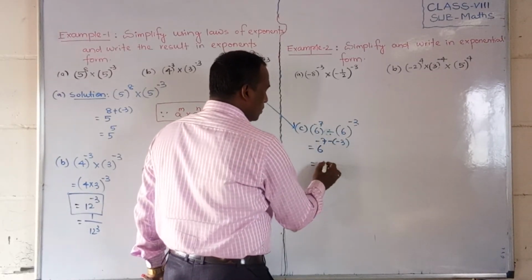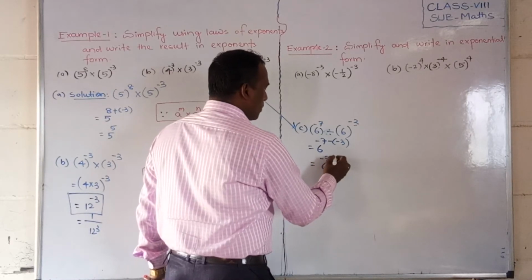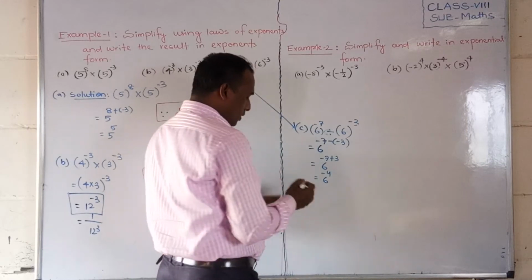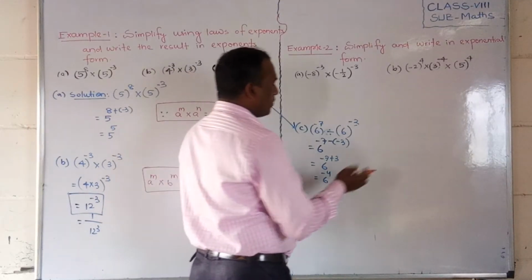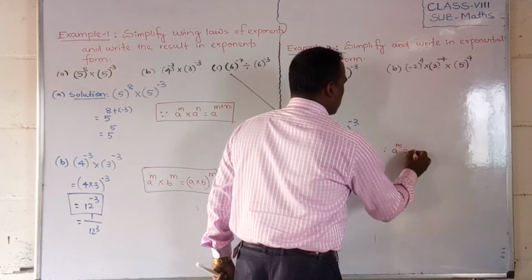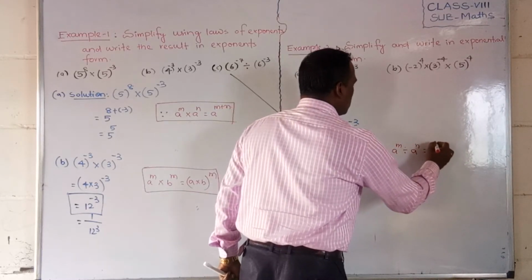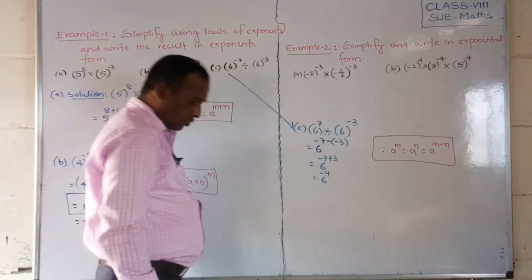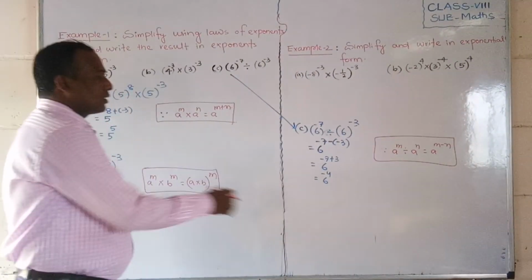So 6 to the power minus 7 plus 3 is equal to 6 to the power minus 4. So this is our answer. Which formula have we used? The formula a to the power m divided by a to the power n is equal to a to the power m minus n. This is our formula. Like that, with this formula we can find that answer.